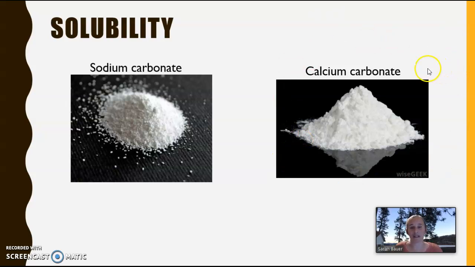Calcium carbonate is actually pretty much what chalk is made out of. So if you ground up a piece of chalk and tried to dissolve it in water, it would just stay this milky white, and eventually it would settle out because it is insoluble.